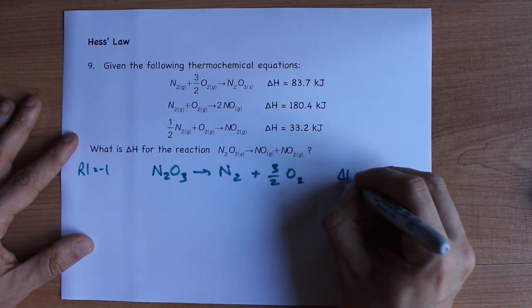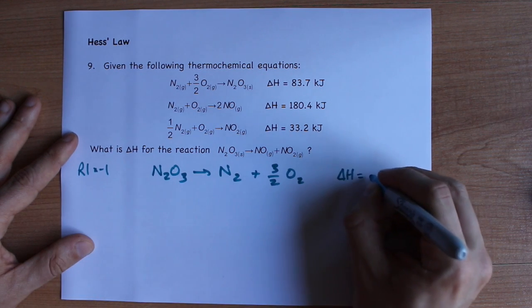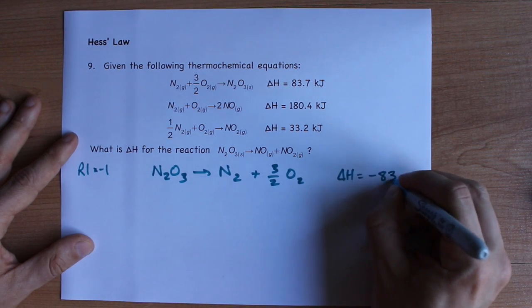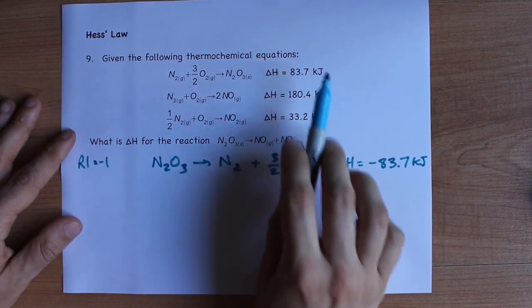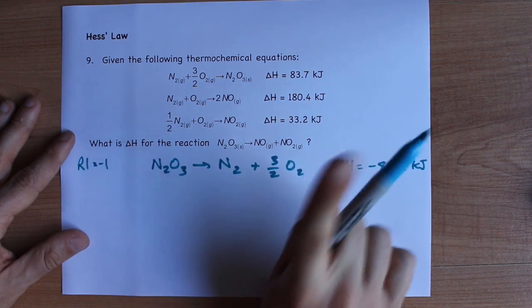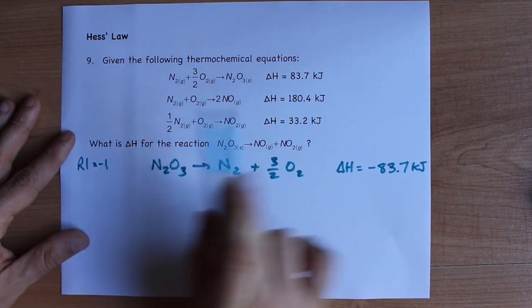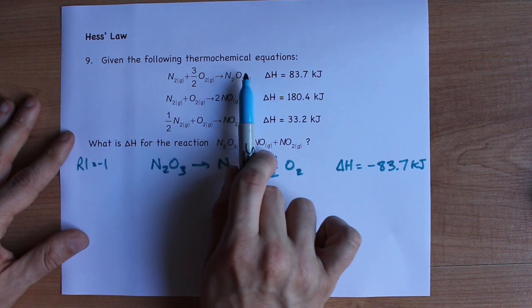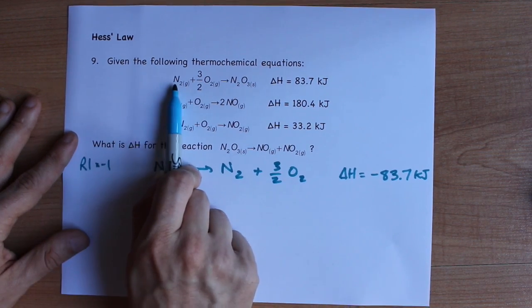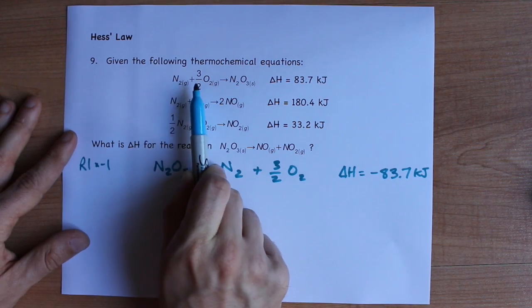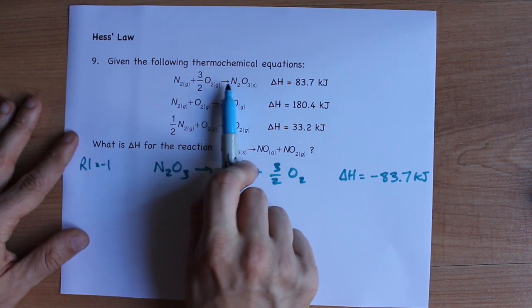The delta H for this flipped reaction is negative 83.7 kilojoules. If you're wondering why these are kilojoules and not kilojoules per mole, it's because it's per one mole of this reaction going forward. It's 83.7 kilojoules for one mole of N2, for 1.5 moles of O2, or for one mole of N2O3.